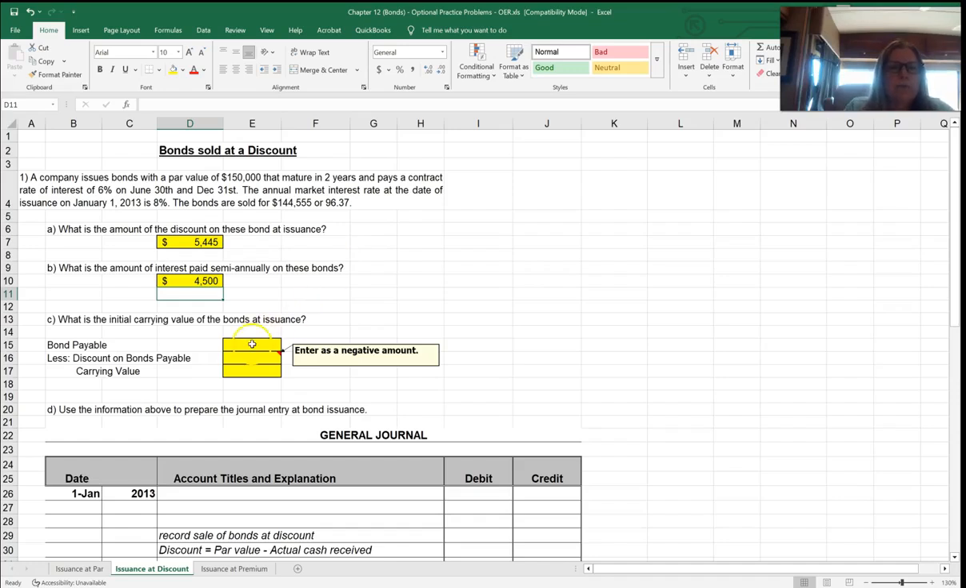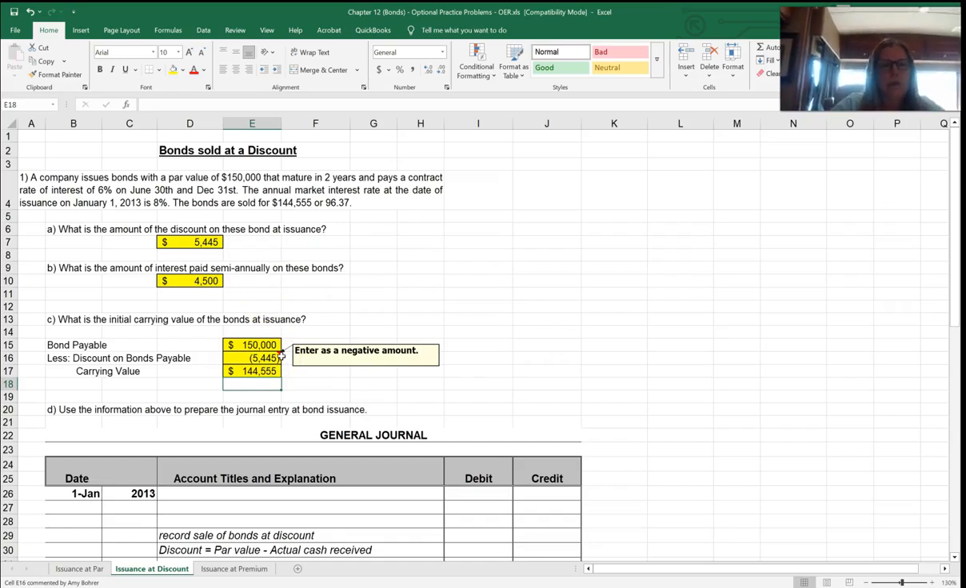What is the initial carrying value of the bond? So the face value of the bond is always going to be recorded at $150,000. With the bonds payable, it's going to be recorded at that. Then there's going to be a new account that we're going to use called discount on bonds payable, and that is the discount amount, $5,445. And you just subtract the two, and you're going to get the amount that they actually paid. Okay, because that's the cash that we're going to receive. And as the bond goes on, as it starts maturing, as we pay interest, we are going to start reducing this discount. We're going to amortize it over the life of the bond.